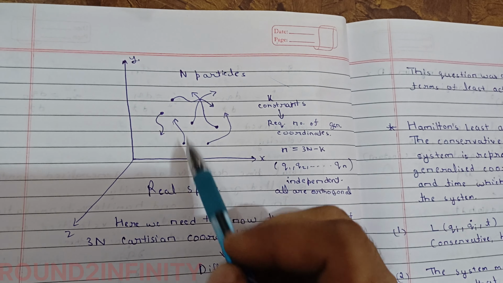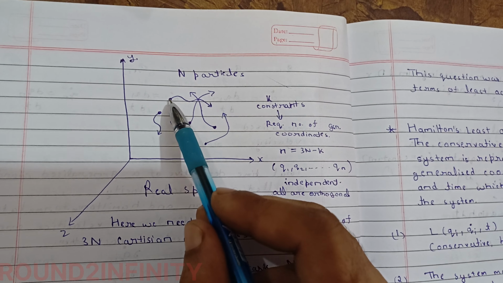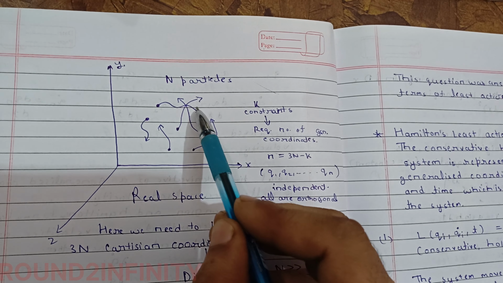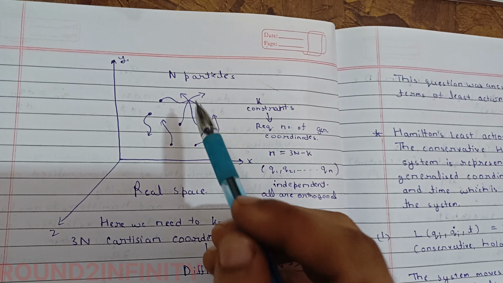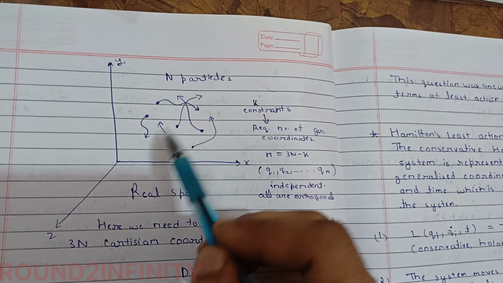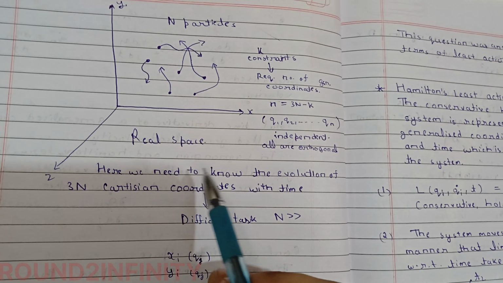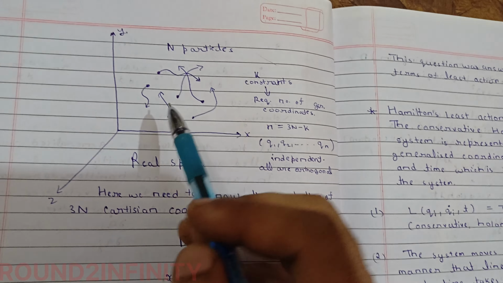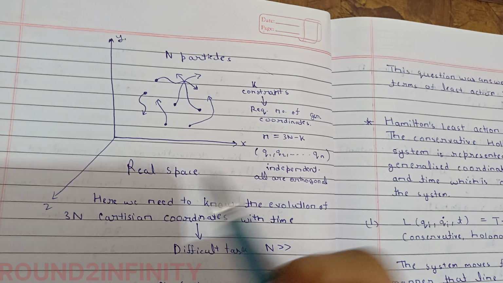Now they are already very messy. If they are changing with time, each coordinate of each particle is changing with time. This will go like this, this will go like this. If there is a very large number of particles, then it is a messy situation and very difficult to handle. Here we need to know the evolution of the Cartesian coordinates with time, and it is a very difficult task because you can't see what is happening here, as this will be very messy.